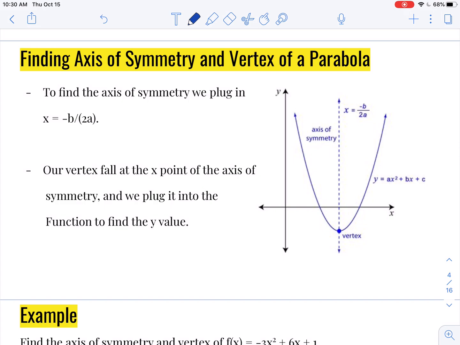And our vertex falls at the x point of the axis of symmetry. So to figure out what the value of your vertex is, you plug in your axis of symmetry value, and that gives you your y value. So your vertex is an ordered pair of x, y. That x is your axis of symmetry. Y is the output when your axis of symmetry is your input.